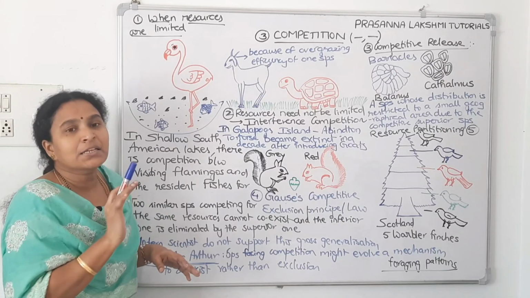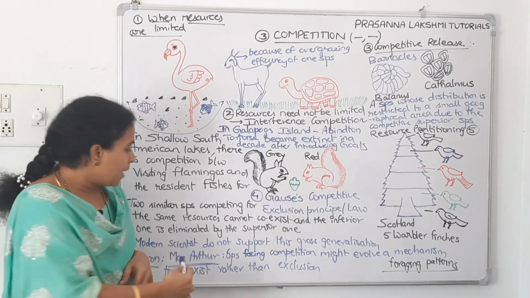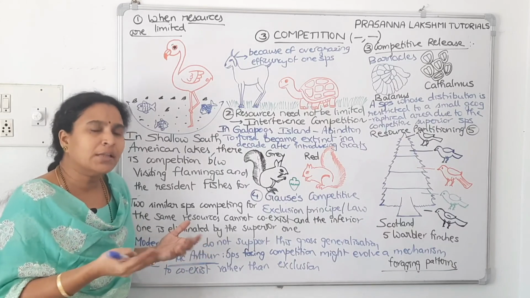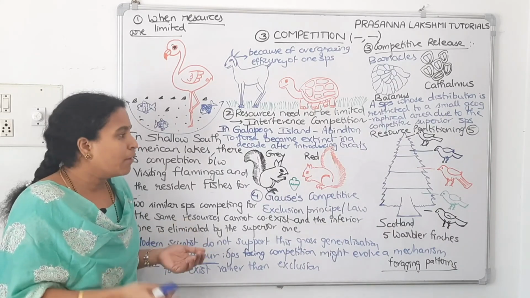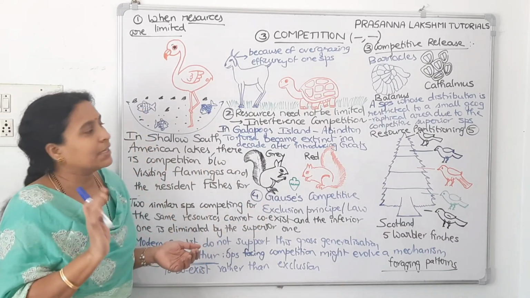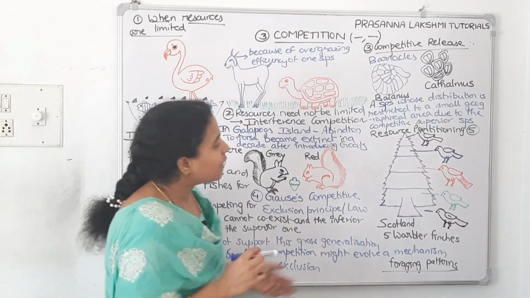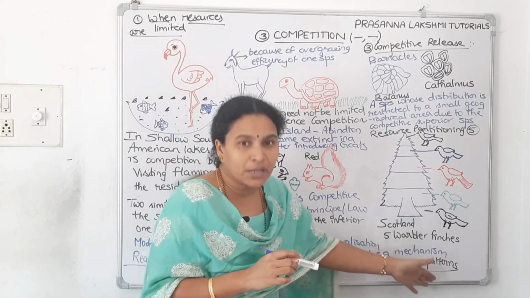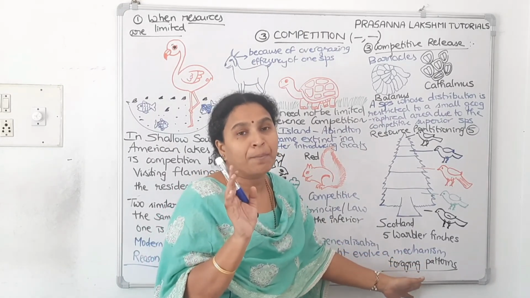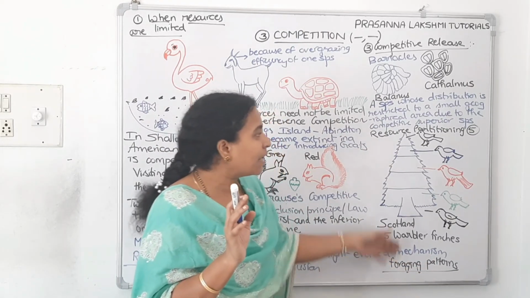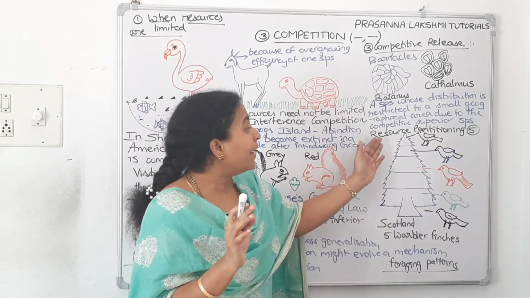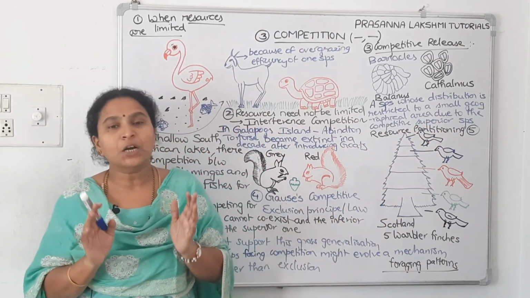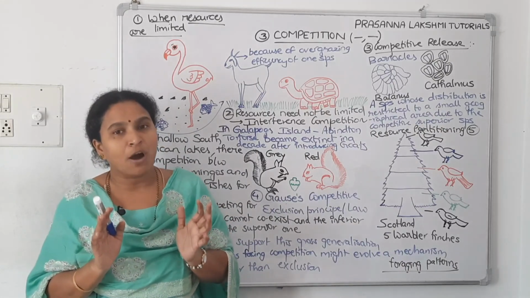But modern day scientists don't accept it. What they are telling is that MacArthur showed that instead of becoming extinct, they can co-evolve. He has taken warbler finches as an example to show that all these 5 finches are living on the same tree, but they have changed their foraging patterns in order to avoid competition. And all 5 are living on the same tree by doing resource partitioning. So we completed the third population interaction, that is competition.